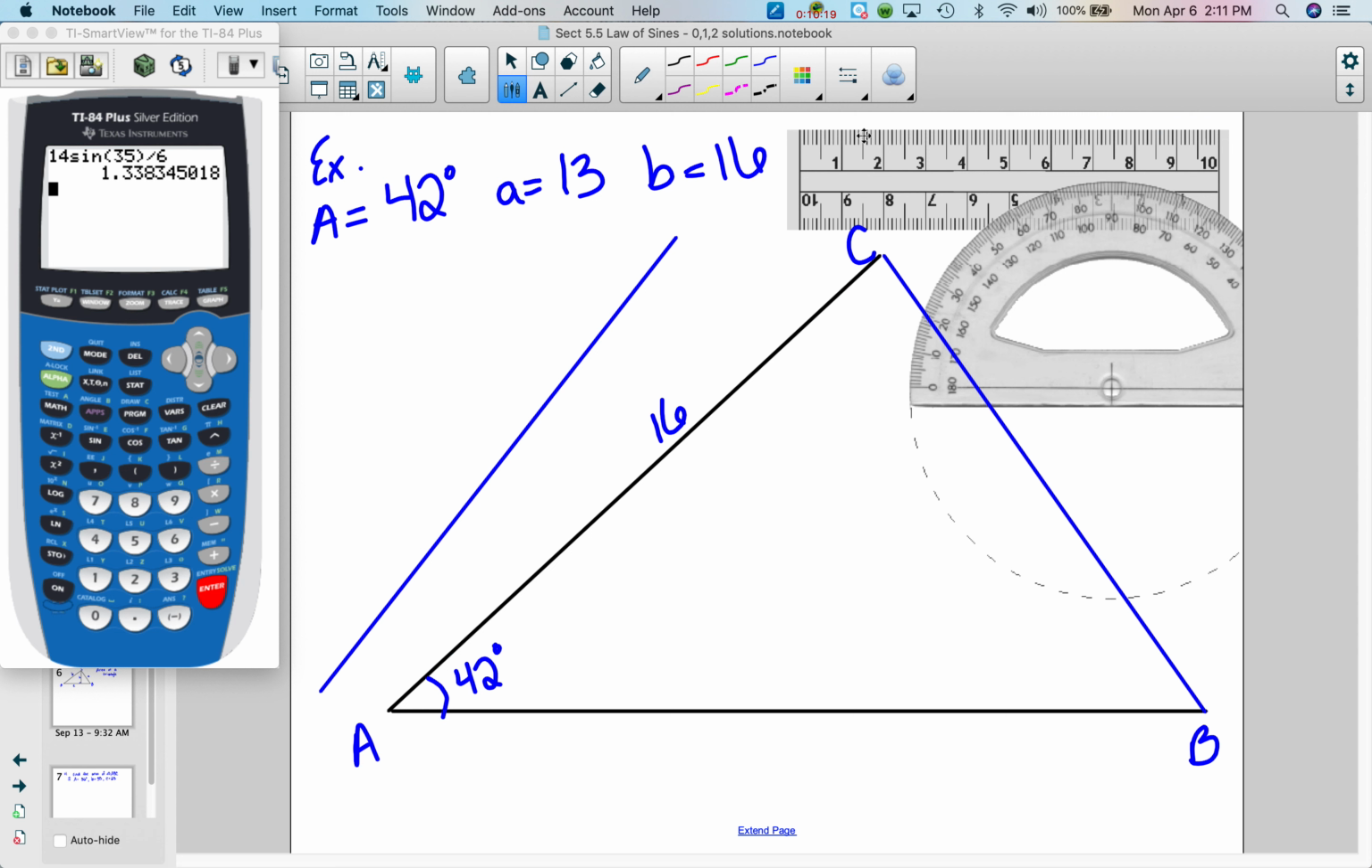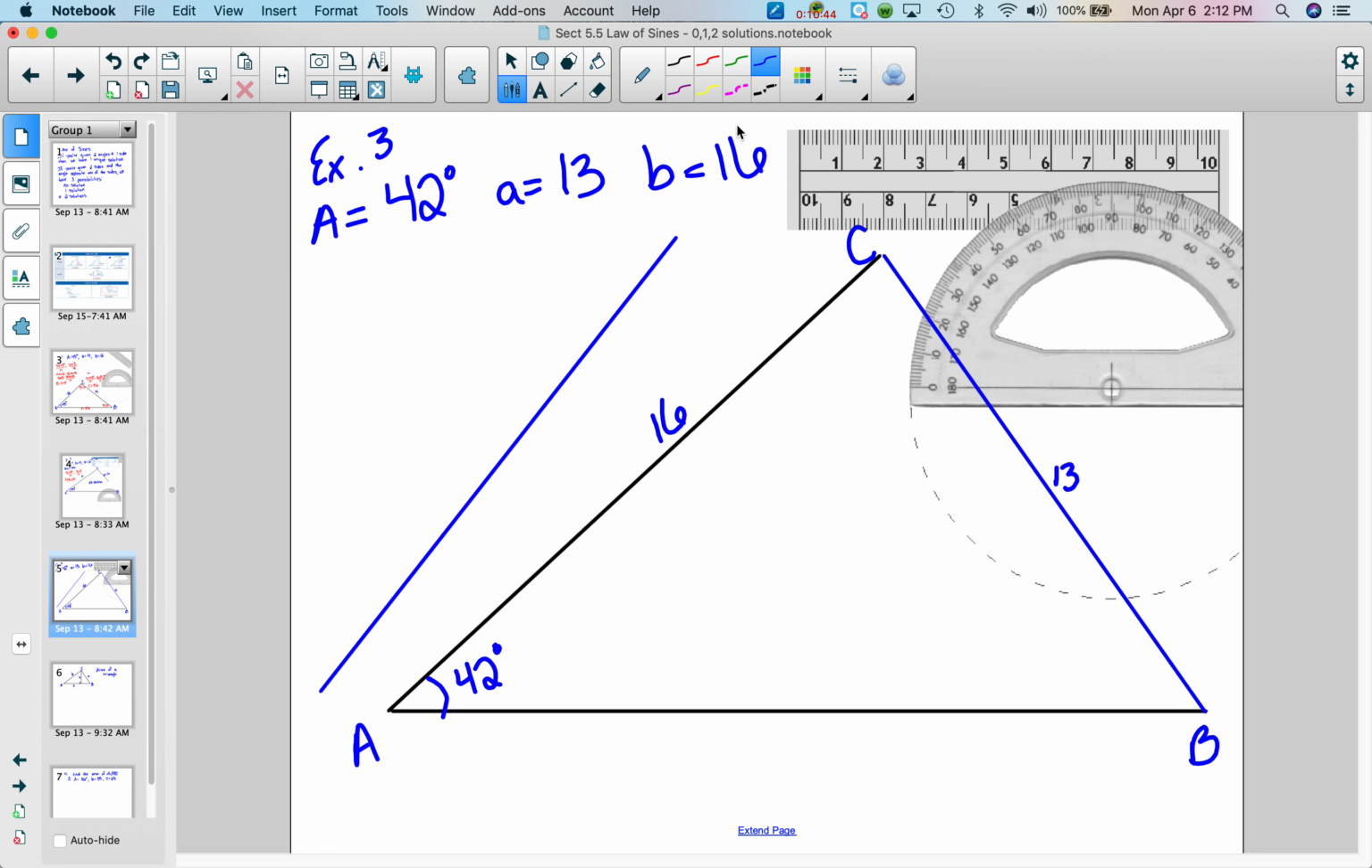So here's example 3. We're told that angle A is 42 degrees. Side A is 13, which is my one over here. I don't have it labeled, well, I can label it there, I guess. So we get a 13. And side B is 16. I got my ruler out and I measured it and everything was good. So let me show you how you determine the number of solutions on this.